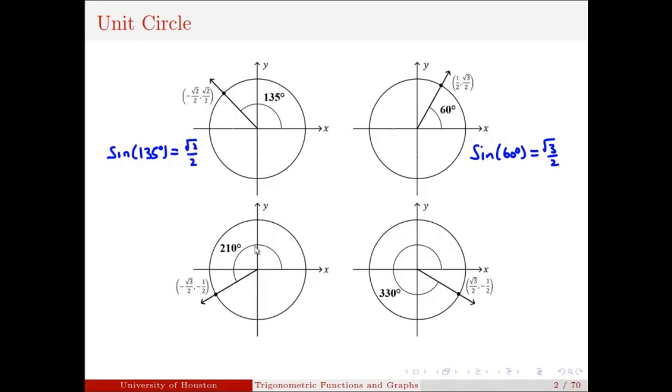The sine of 210 degrees is negative 1/2. And finally, the sine of 330 degrees is also negative 1/2.